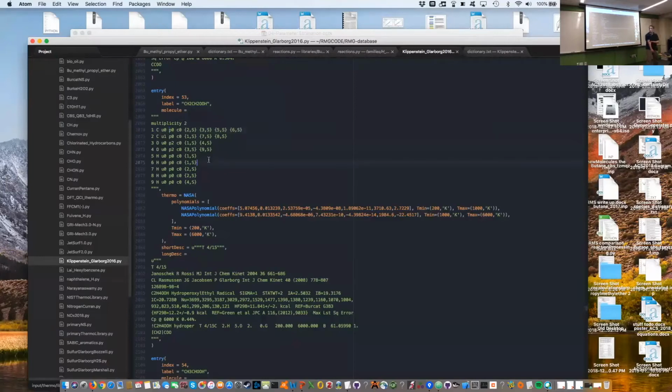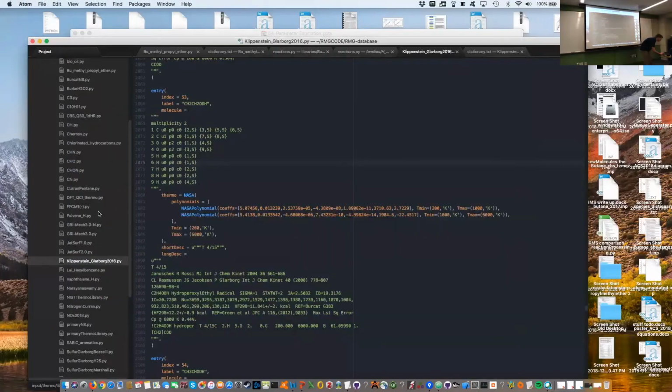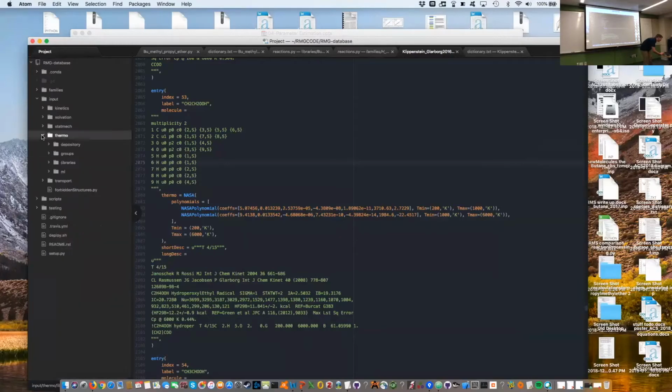Any questions about the adjacency list or the thermo? Anything from the chat? Are we at a natural five-minute pause? We're almost there. I'm going to show the kinetics library, and this lecture's done. There's one more slide after that. This is an important slide. It's the most important slide in this entire presentation.